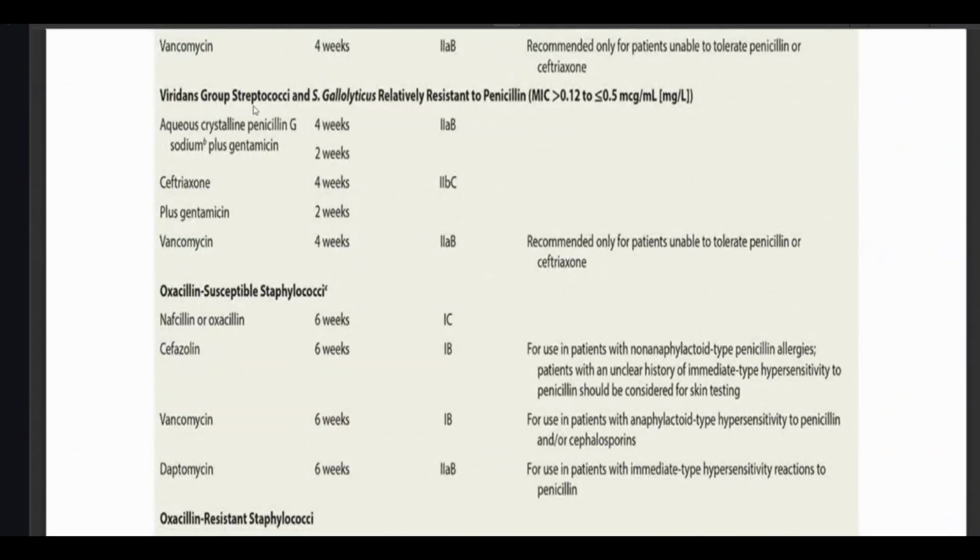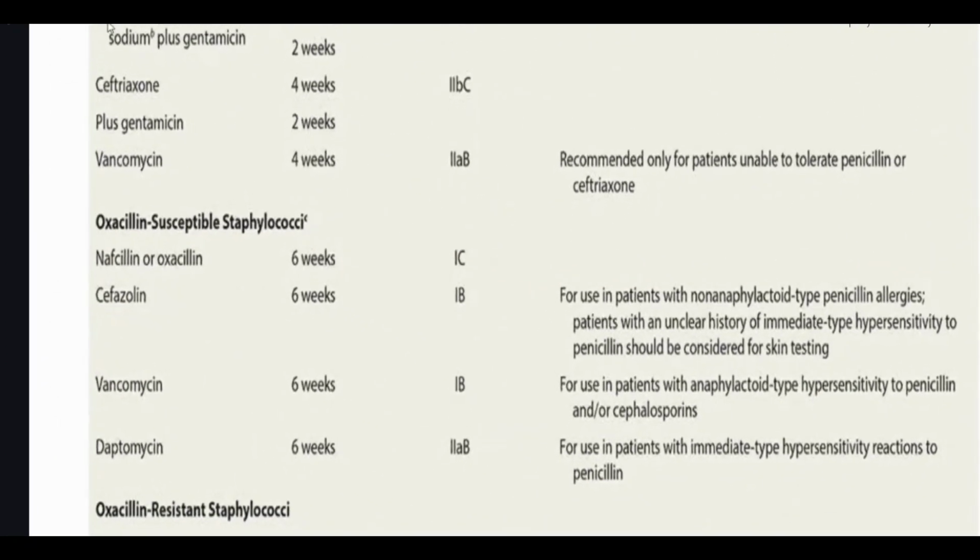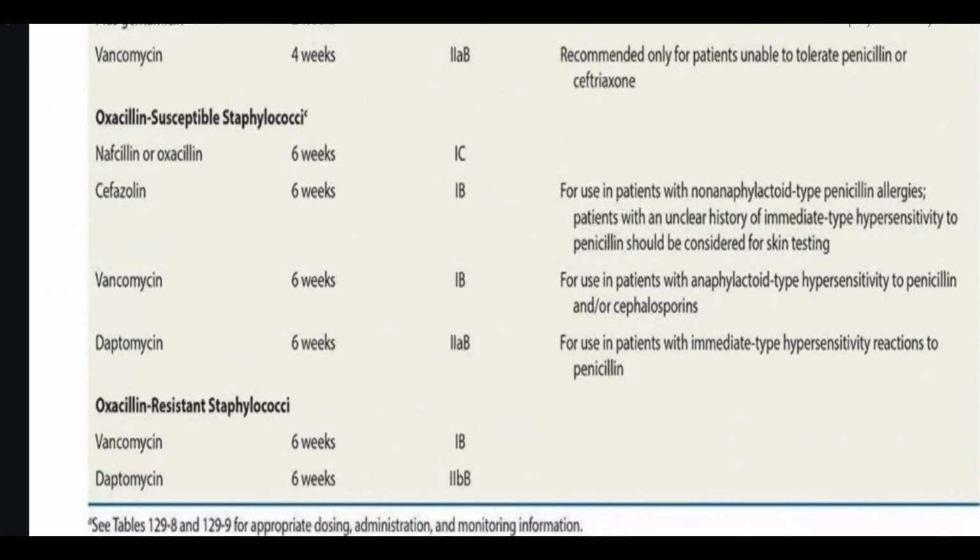Then for Viridans group Streptococci and S. gallolyticus relatively resistant to penicillin, the patient could be administered aqueous crystalline penicillin G plus gentamicin, ceftriaxone plus gentamicin, and vancomycin, which is recommended only for patients unable to tolerate penicillin or ceftriaxone.